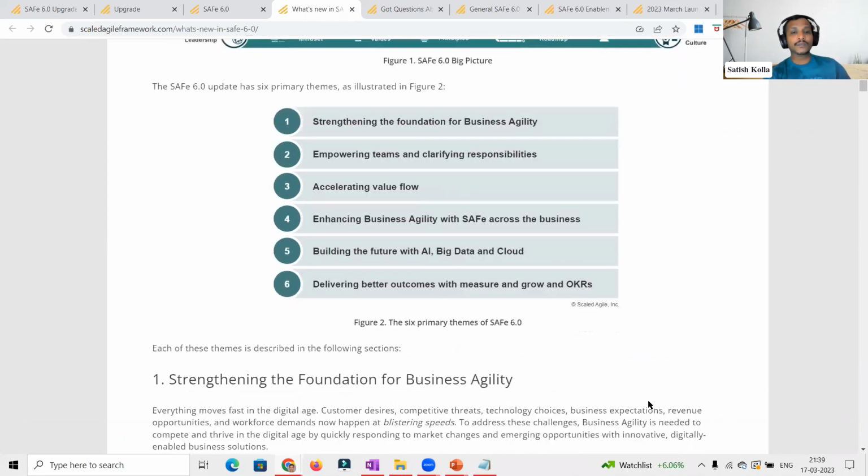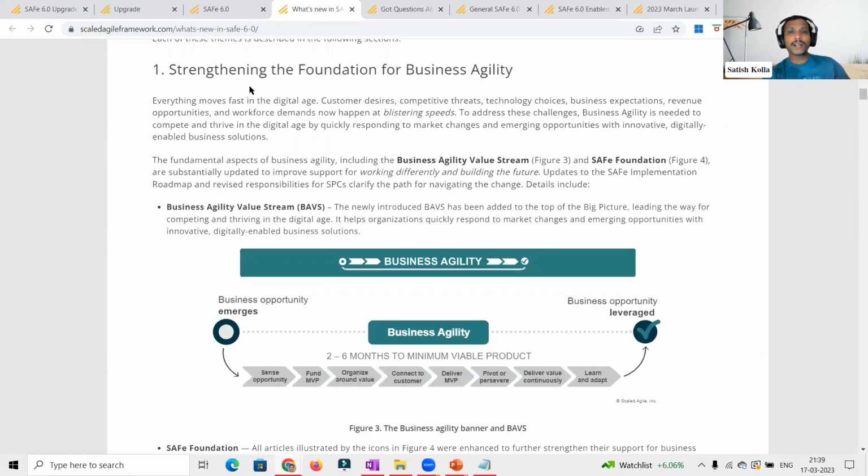Let's quickly go through the high-level things. The first theme is talking about the foundation of business agility. Business agility, as I mentioned, was already introduced as part of version 5. Now in version 6, what it is clearly calling out is the business agility value stream. We all know, the majority of us might know, the operational value stream and the development value streams, which we keep on referring to. Now what the Scaled Agile team is highlighting is the business agility value stream.